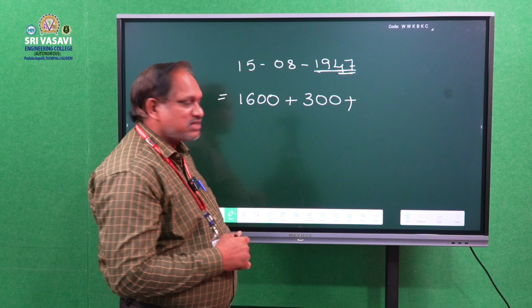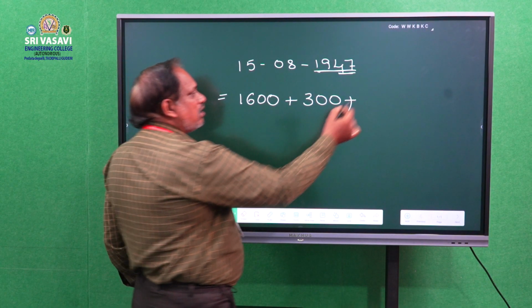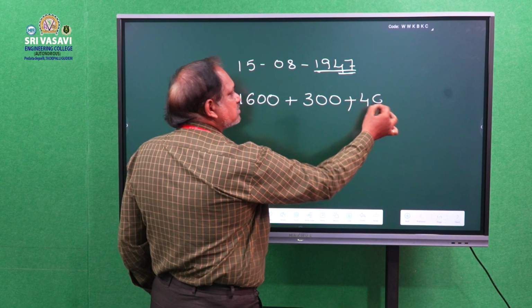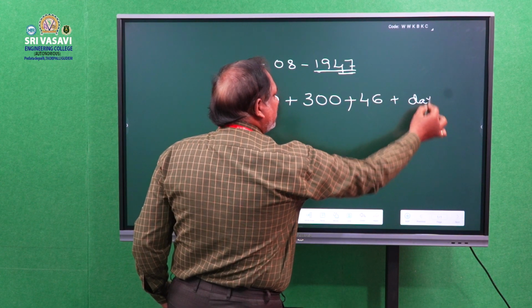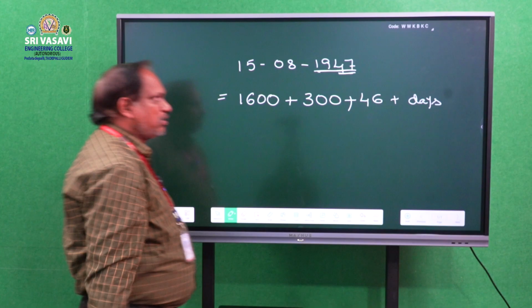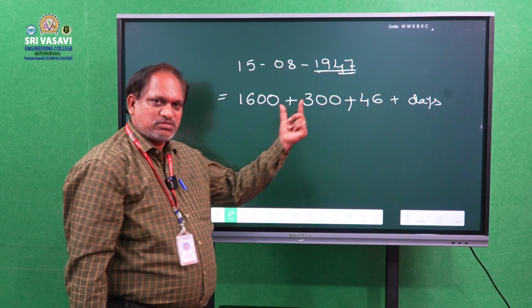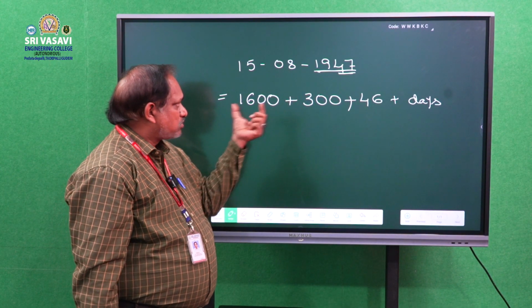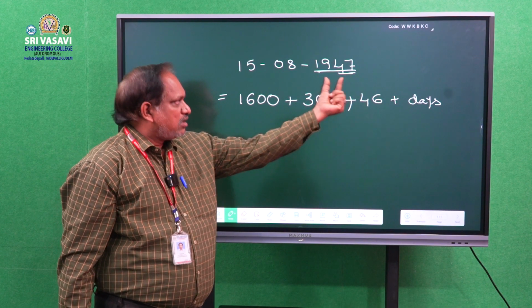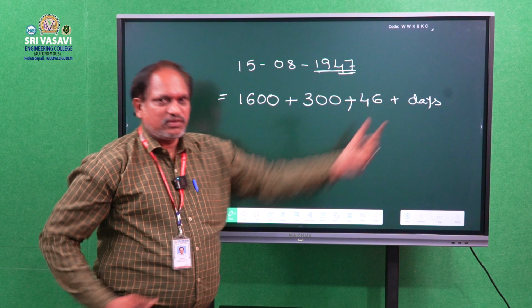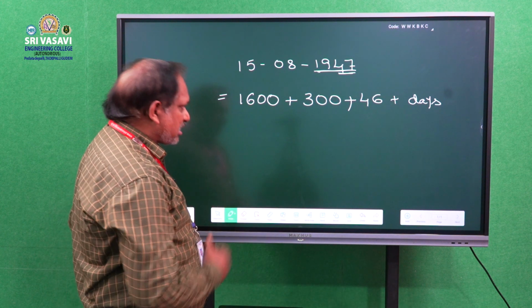So the 47th year is running, therefore we consider up to completed years, 46, and this is called remaining days. This is the first step for expansion. It takes a maximum of 10 seconds. So the first step is multiple of 400, remaining centuries, remaining years, and the remaining days. So this is the calculation.